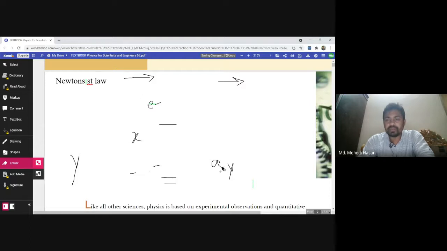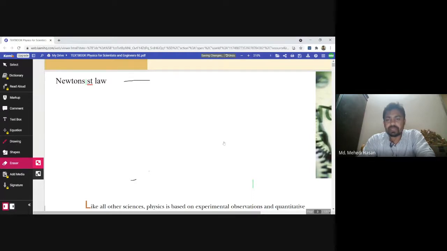There will be certain marks, say 2 marks or 3 marks, for drawing the force free body diagram. And without drawing the force free body diagram, you cannot solve the problem related to Newton's second law of motion. So these are the main things. Let's see how to draw the force free body diagram.